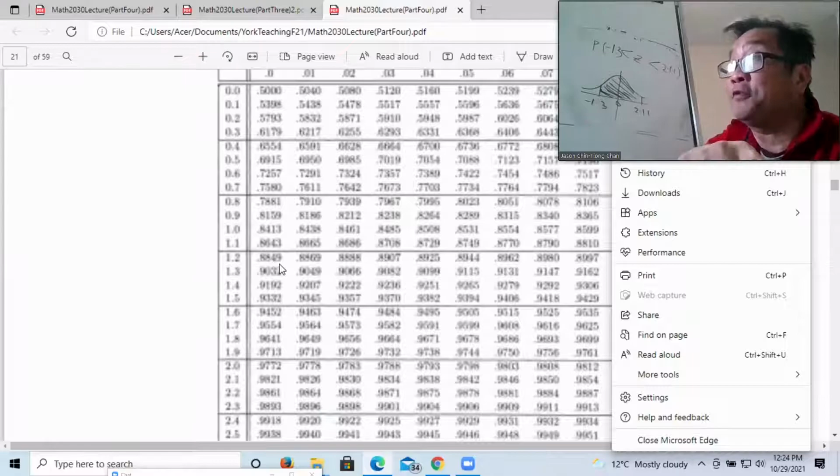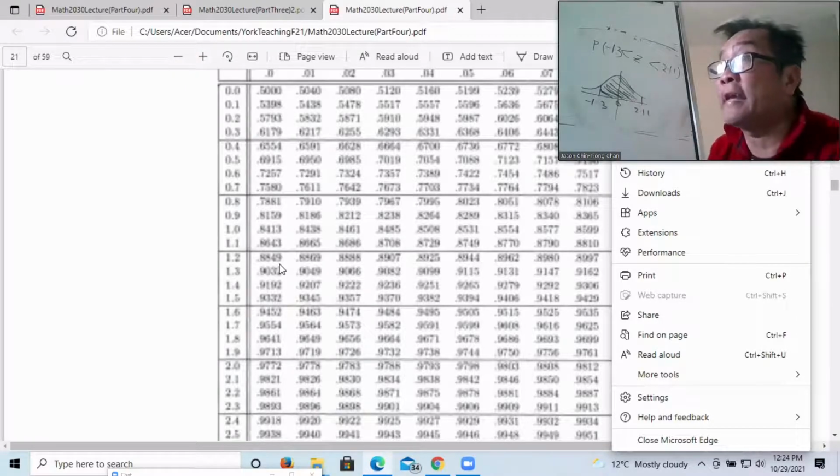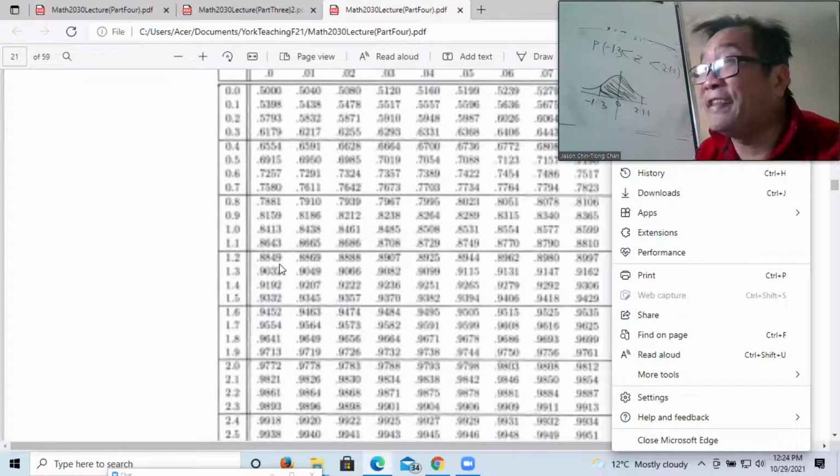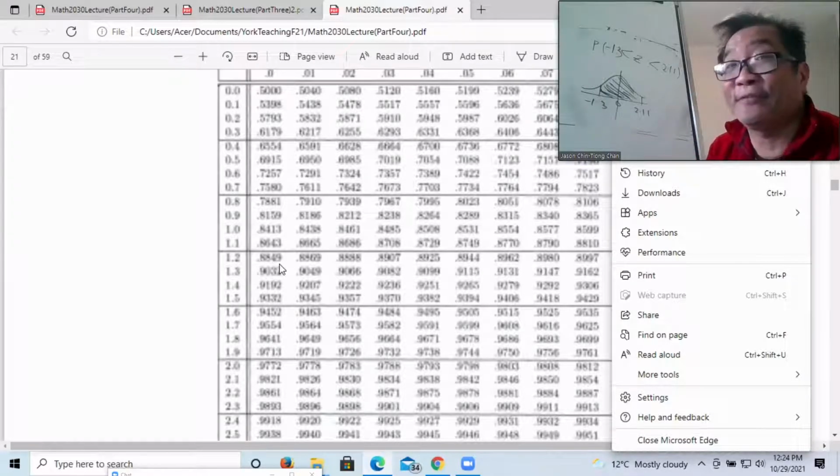So we have to know how to use a table. It's very, very important. Yeah. In order for us to get the probability value. Without Z-table, we cannot get probability value. Because our entire course is about probability. That's why we need to know how to use the Z-table.